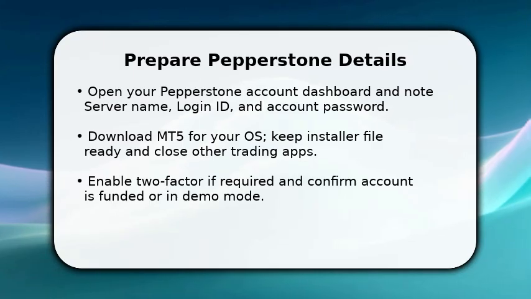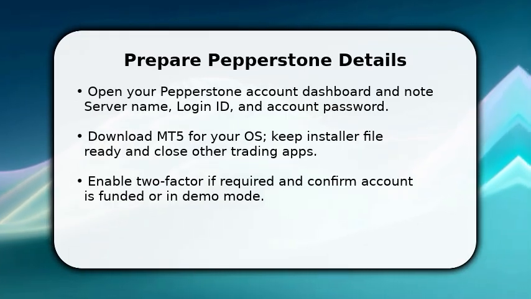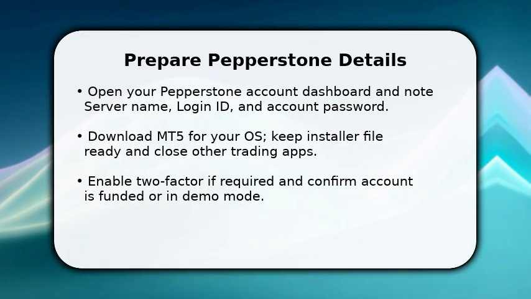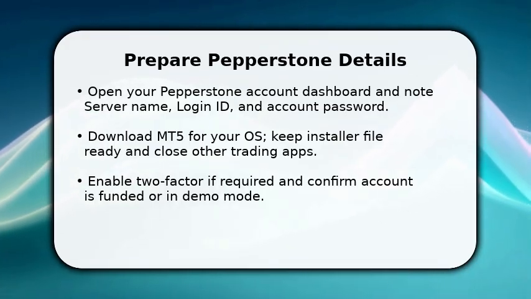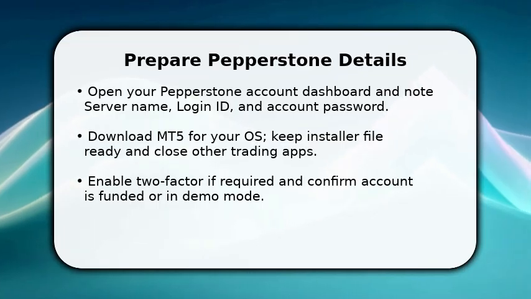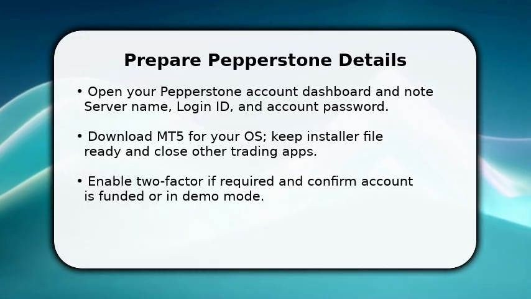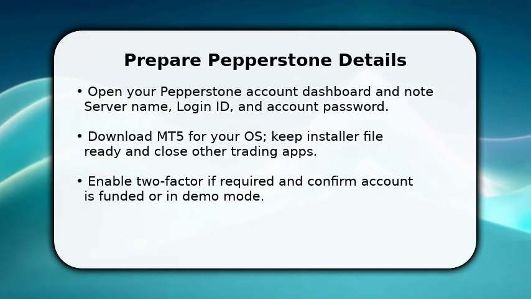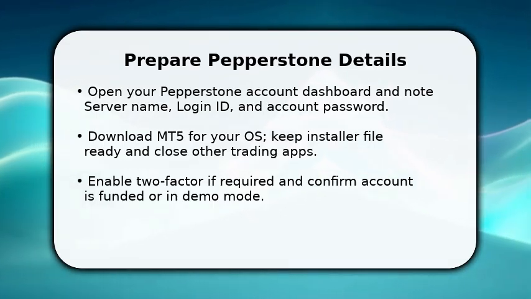Enjoy the video. You start by grabbing the concrete account data from Pepperstone: server name, numeric login ID, and your trading password. Download and install the MT5 client for Windows, macOS, or mobile. Run the installer now. Once done, close competing trading programs to avoid port conflicts. Make sure your Pepperstone account type, live versus demo, and leverage settings are set so you know which server string to use. You need these prerequisites in hand before connecting MT5.